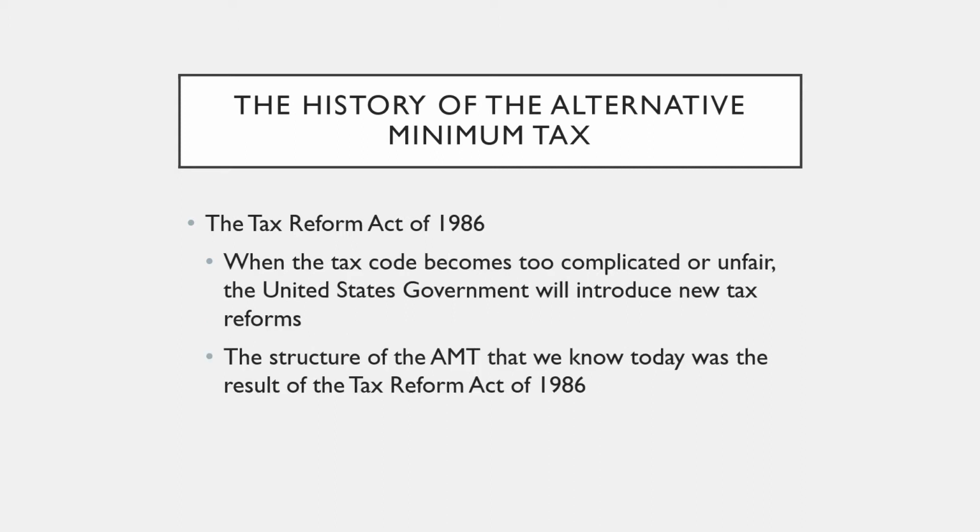When the tax code becomes too complicated or unfair, the United States government will introduce new tax reforms. As a result, Congress enacted the Tax Reform Act of 1986, which introduced tax cuts and a simplified tax structure, substantially reducing money owed by high-income taxpayers. The structure of the AMT that we know today was a result of the Tax Reform Act of 1986.